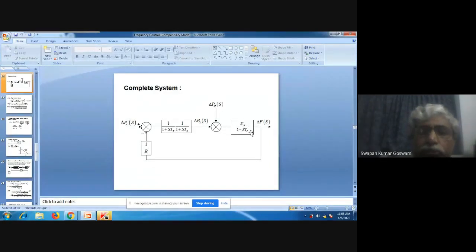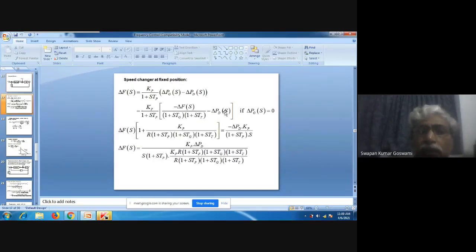Okay, so if you write the expression for del fs, it is Kp by 1 plus sTp into del Pgs minus del Pds. There is a minus sign here, and there is a plus sign, del Pgs minus del Pds. Again, you put the value of delta Pgs. How much is delta Pgs? Delta Pgs is delta Pcs minus del fs by R, into 1 by 1 plus sTt, 1 by 1 plus sTg, into delta Pcs minus del fs by R. So this is how the value of delta fs you can find out, and you simplify and find the expression for del fs.